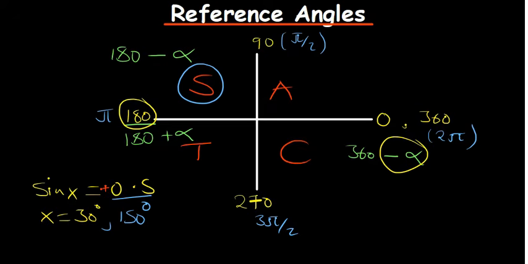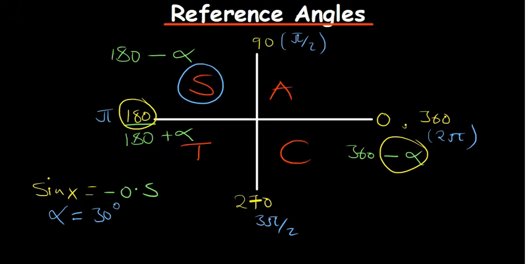Okay. Now, what happens in a case where we change the sign? What if we had negative 0.5? All the same, for us to find the reference angle, we need to ignore the sign. So obviously in this case, our reference angle is going to be 30 again, where we've ignored the sign. Now in this case, you notice that 30 is not going to be part of the solution set.